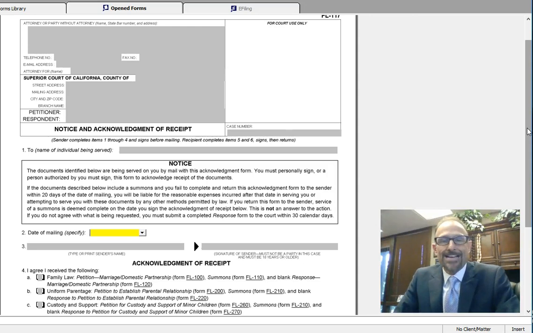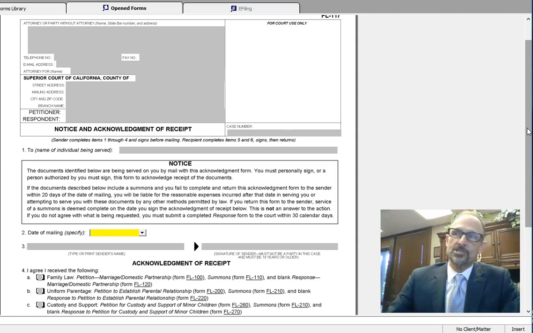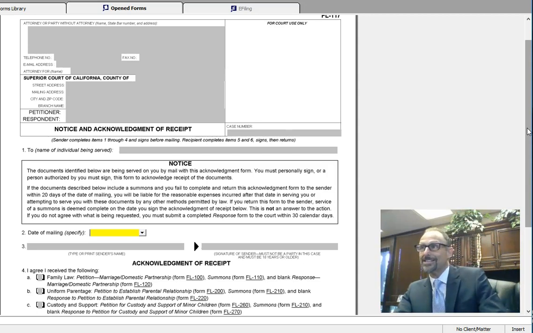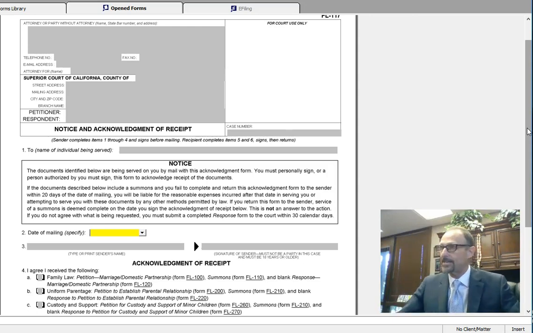Okay, the next line down is line number 2. Date of mailing. If you're the one sending it out and trying to serve this way, you put the date on there that you put the stuff in the mail. Below that, the person that is actually mailing it can't be you. Like I said, it has to be somebody different: your mother, your brother, your cousin, your coworker. You can't be the one that's actually signing this and mailing it. But the person that's serving it or sending it out puts their name on 3, and they sign to the right of the black arrow.